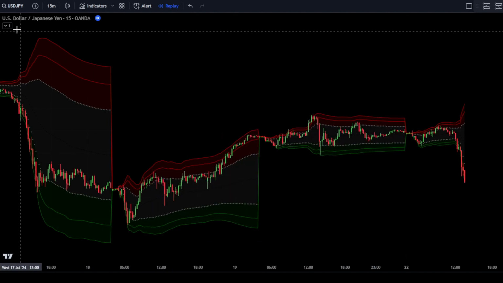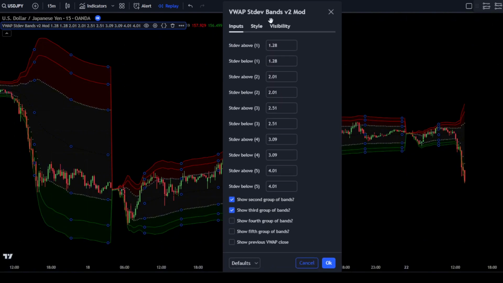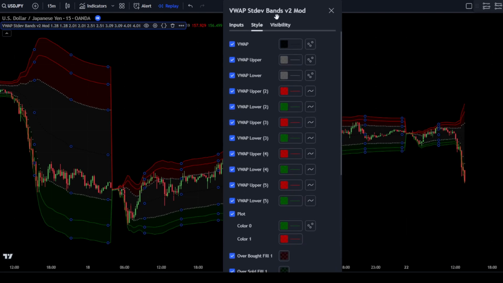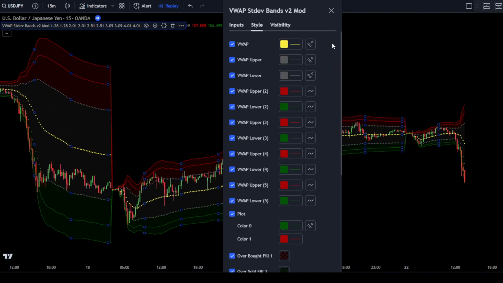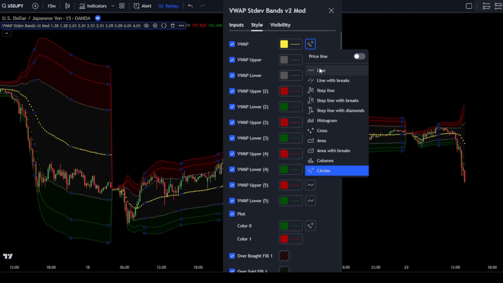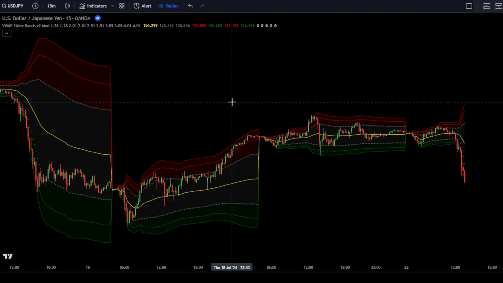Now, let's set up this indicator. Go to the Indicator Settings tab. In the Input tab, leave the indicator on its default settings. Next, go to the Style tab. In the Style tab, change the Vwap color to yellow. Then, change the Vwap shape to a line. Once done, simply click OK to confirm the changes.